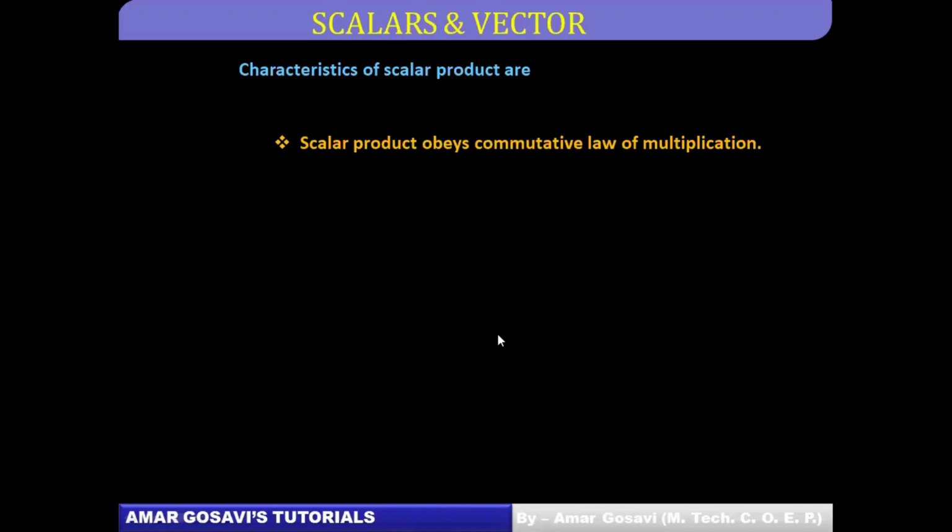Say, for example, a bar dot b bar can be written as ab cos theta. Similarly, b bar dot a bar is also ba cos theta. So you can change the order. That means a bar dot b bar can also be written as b bar dot a bar. This type of law, we call it the commutative law of multiplication. You can just reverse the order. It's not going to affect the calculations. So this is the first characteristic of a scalar product, friends.